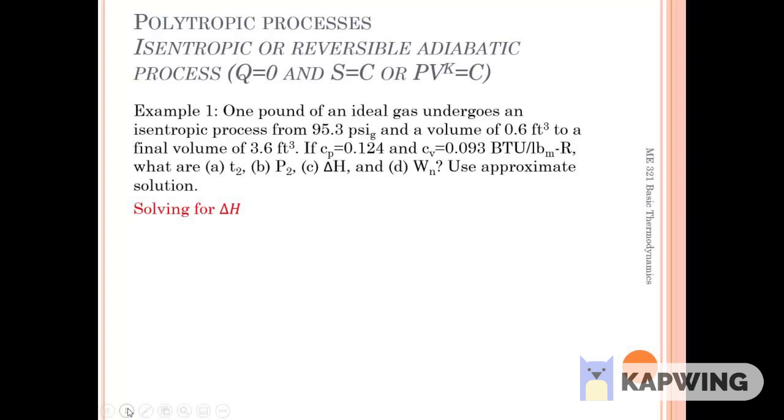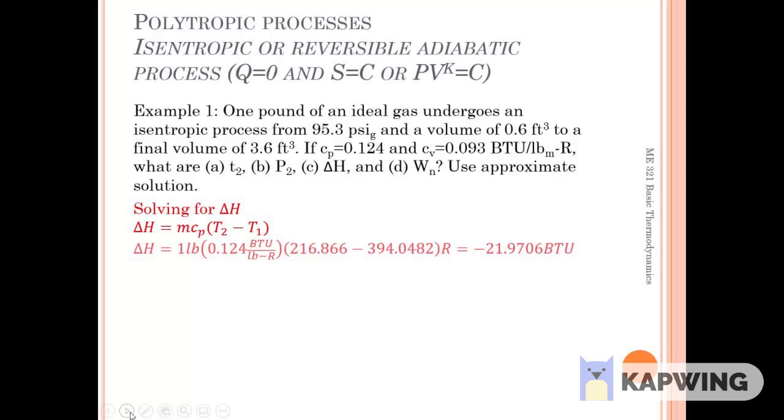Next, we are going to compute the change in enthalpy. Since we are instructed to use approximate solution, we will use this formula to get the value of delta H. Substituting all known values in this formula, we will get negative 21.9 BTU as the value of delta H.